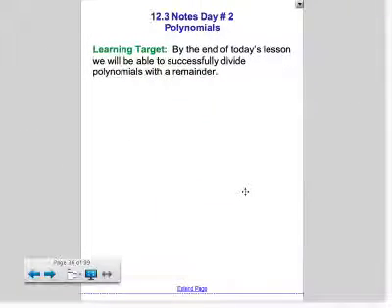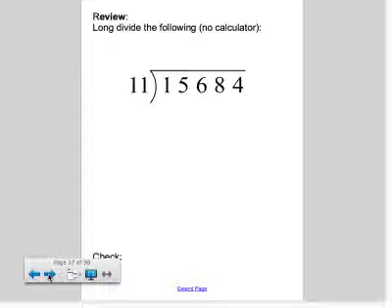Section 12.3, day number 2. As I said in class, today is going to be focused on dividing polynomials with a remainder. Okay, so here we are again.